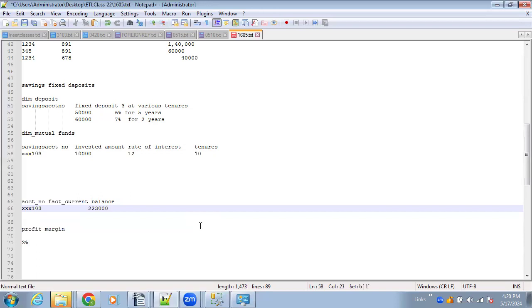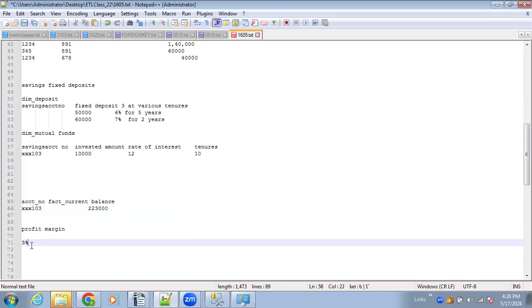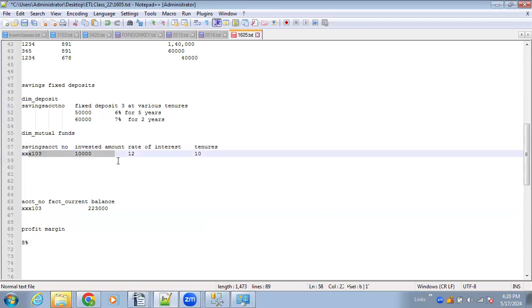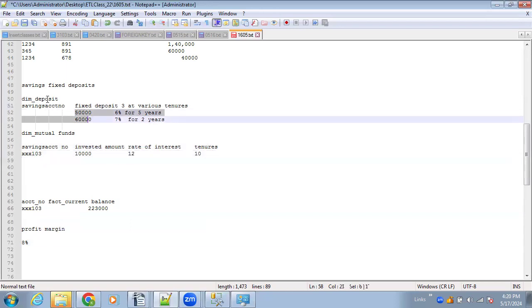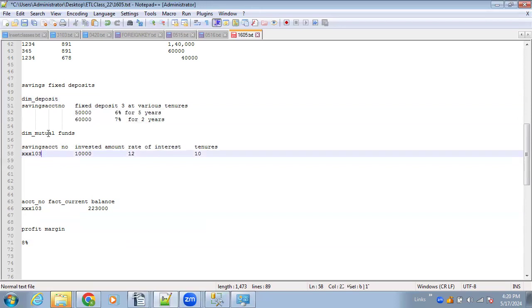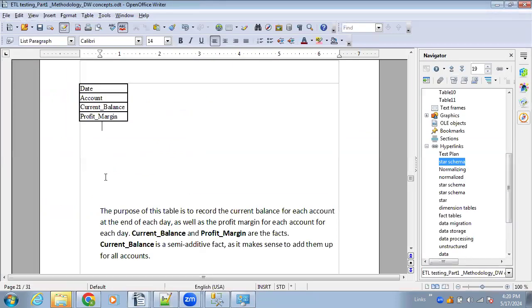So just analyze your bank portfolios and your account portfolio, which you will understand. Also there is a profit margin of like 5%, 6% or 7%, whatever it is, with this. So what do we mean by additive fact? Summing of all the dimensions. It is summing of this dim_deposit, dim_mutual funds. If I'm maintaining all this in separate dimension tables for deposits, mutual funds and all this stuff, summing of all these dimensions is nothing but an additive fact. Clear? Current balance at the end of each day as well as the profit for each account for each day, these are the facts.